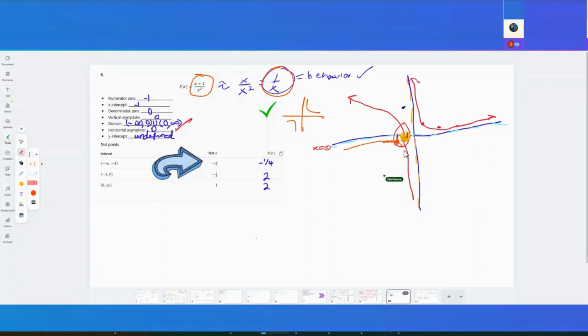Let's just try negative... Oh, wait. If you plug in -2, let me try this. I'm sorry, let me get my brain into this. So -2 over that and -2 squared. Yeah, that's -1/4, all right.